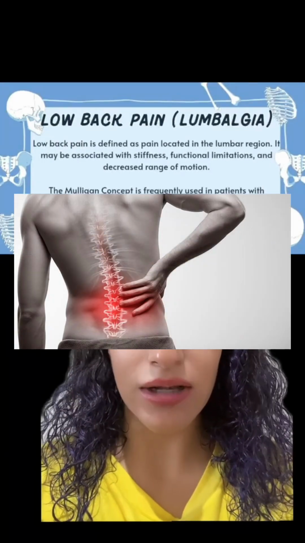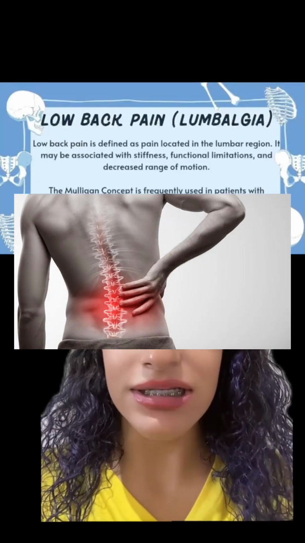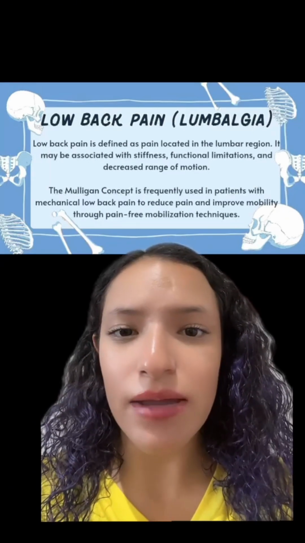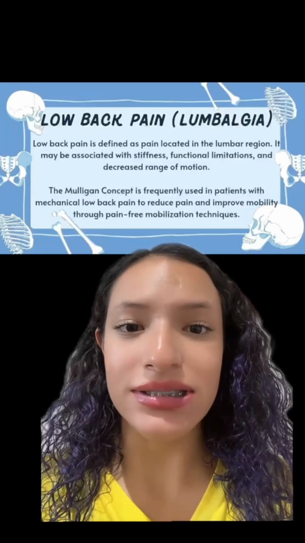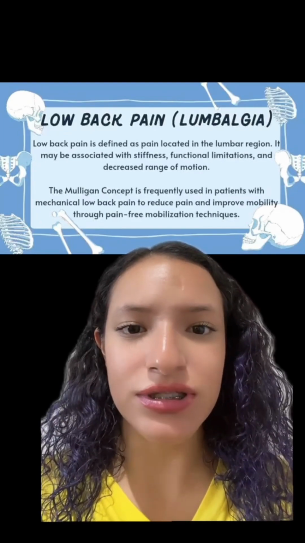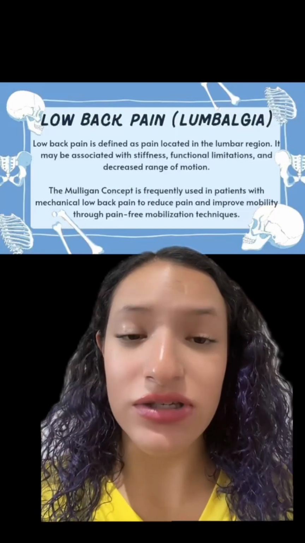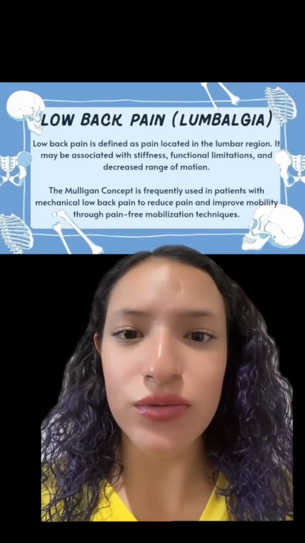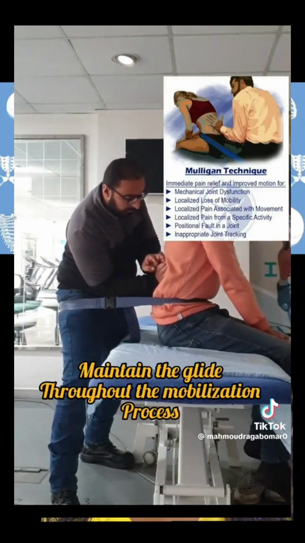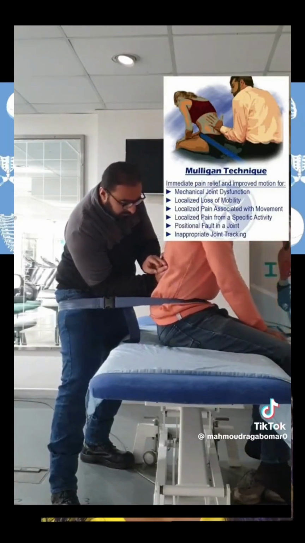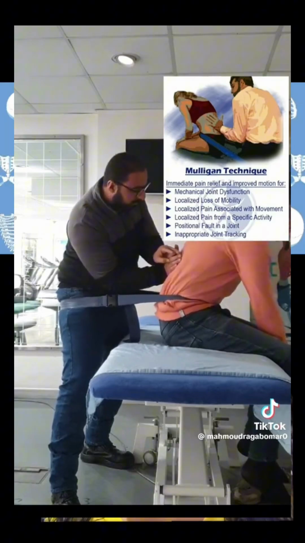Low back pain, lumbalgia. Low back pain is defined as pain located in the lumbar region. It may be associated with stiffness, functional limitations, and decreased range of motion. The Mulligan concept is frequently used in patients with mechanical low back pain to reduce pain and improve mobility through pain-free mobilization techniques.